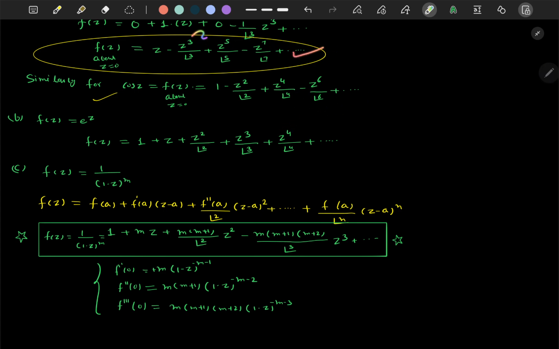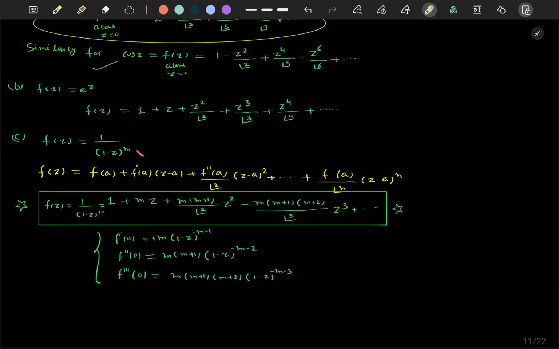In the sine function, odd terms will be there. In the cos function, only even terms will be there. Remember that. In the Taylor series expansion of the sine function, z minus z cube by factorial 3 plus z5 by factorial 5 and so on. But in the expansion of cos z, 1 minus z square by factorial 2 plus z4 upon factorial 4 minus z6 upon factorial 6. Similarly, for e raised to power z, we'll get 1 plus z plus z square upon factorial 2 plus z cube upon factorial 3 plus z4 upon factorial 4.